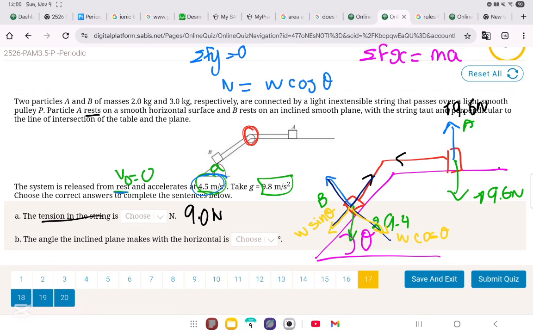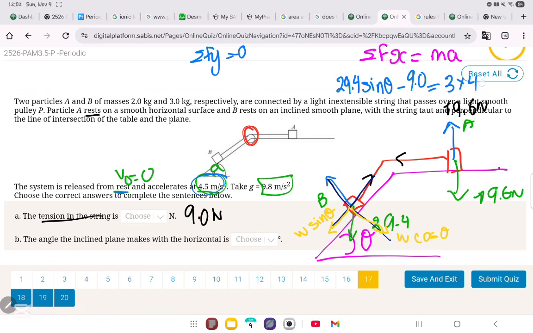So due to this, we can say what? We can say that the bigger weight, W sine theta, minus the tension, okay? The bigger force minus the smaller force is equal to what? Is equal to ma, because we're dealing with the block B. So W sine theta, W was how much? The weight was 29.4. So 29.4 sine theta minus the tension. We know that the tension, we got it from part A. It's 9.0. Is equal to the mass, 3, times the acceleration a, which we have to be 4.5.